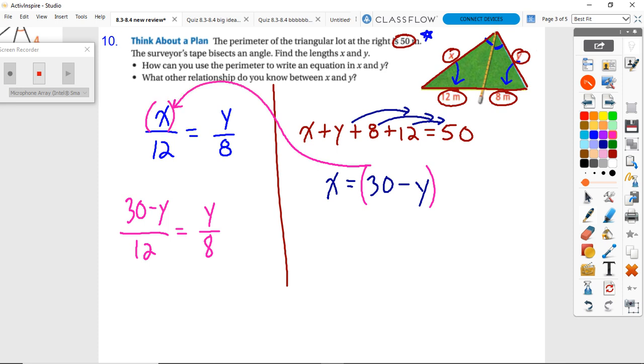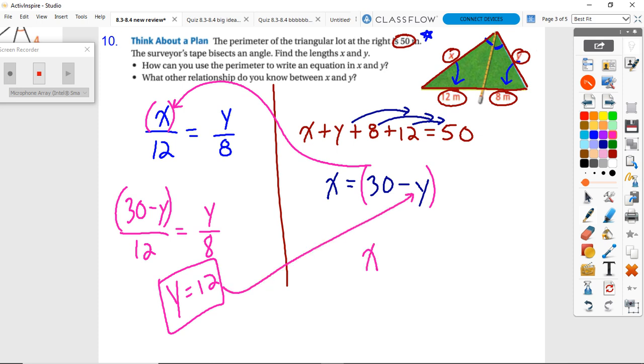Now we've got an equation with one variable, so when you cross multiply this, you get y equals 12. Again, keep in mind that's a quantity. And then once you have that, you can plug it into either equation. I can just take that 12, plug it in there, and 30 minus 12, x would be 18. So boom, there it is. A difficult problem when you first look at it, but really it breaks down rather simply. So there you go, number 10.